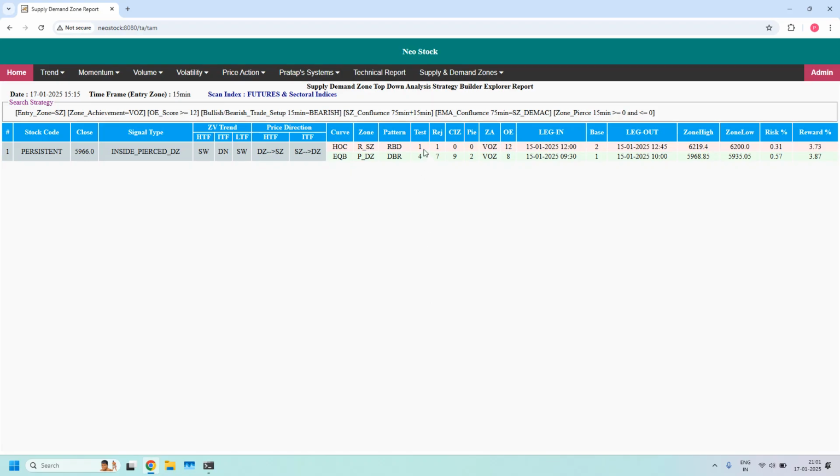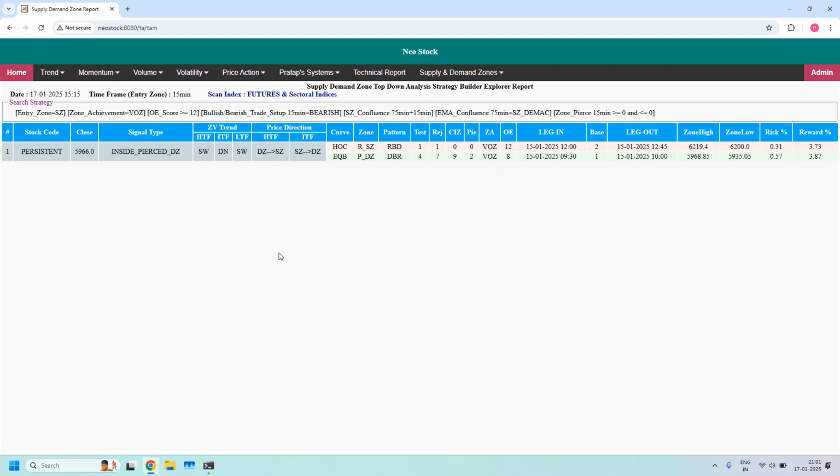It is already tested once and reached till this demand zone. That means this zone has even achieved the target. Probably in the last 1 or 2 days you might have got this stock. Okay, this is about bearish trade setup based on LTF and ITF zone confluence.